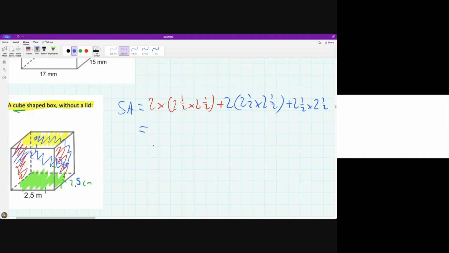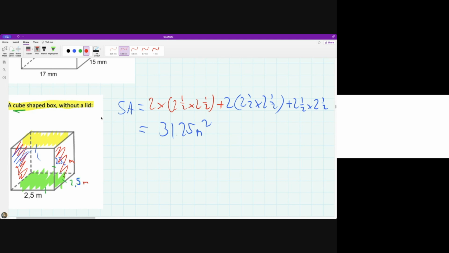What are you getting in the end then? 2 times 2.5 times 2.5 plus, actually, it's just doubling that because there's 2 of them, plus 2.5 times 2.5. I get 31.25 meters squared. Sorry, that was meters, and I said centimeters, but I actually meant meters.